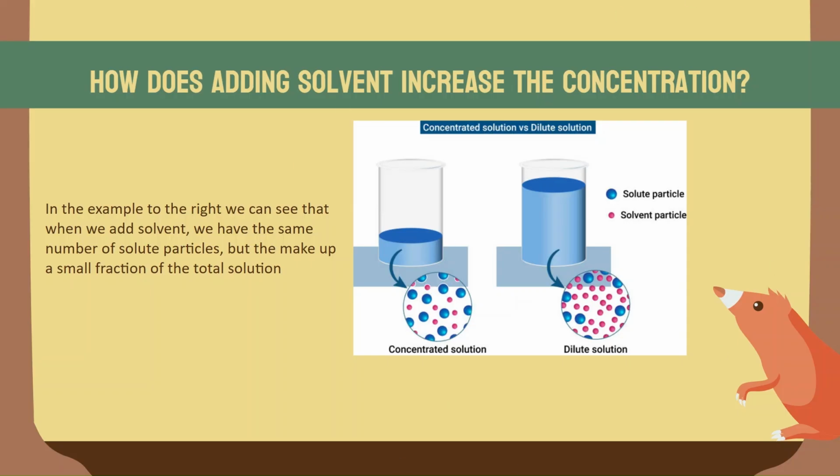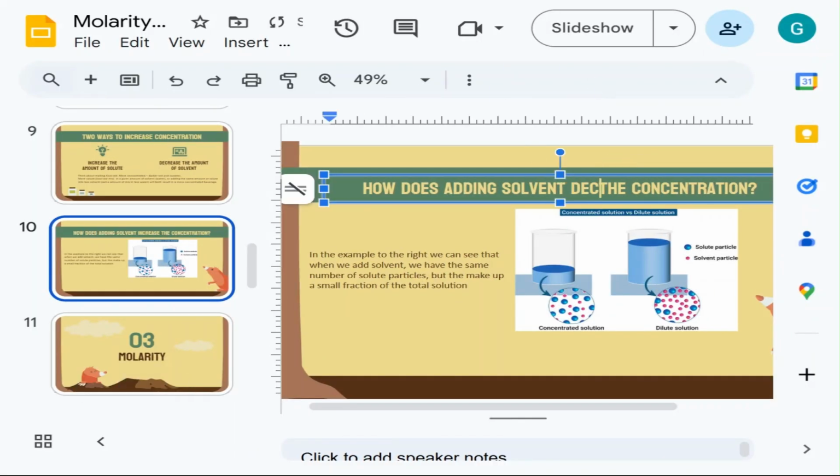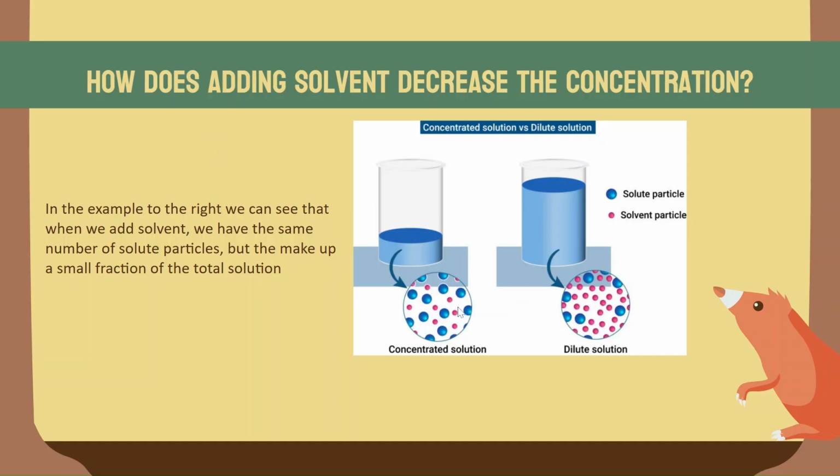So wait, how does adding solvent decrease the concentration? Why is that the case? Looking at it in this particle sense, as I add more solvent, in this case the red dots are my solvent, you can see I've got the same amount of solute particles in both my concentrated and dilute solution, but when I add more solvent, my solute makes up a smaller fraction of the total.